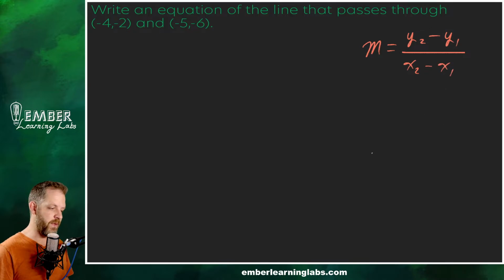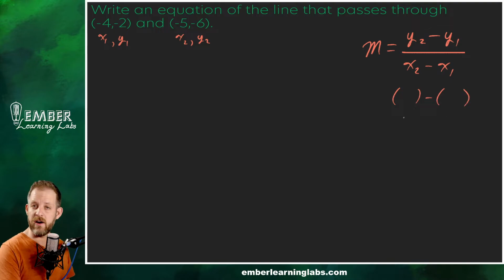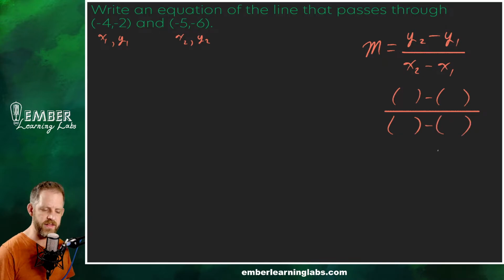That's our slope formula. So let's use that with these points right here. We've got x1, y1, and x2, y2, right? So we're just going to plug and chug that out, right? Going to put parentheses where the variables are because that's how we do the substitution. Parentheses, minus, and then parentheses.